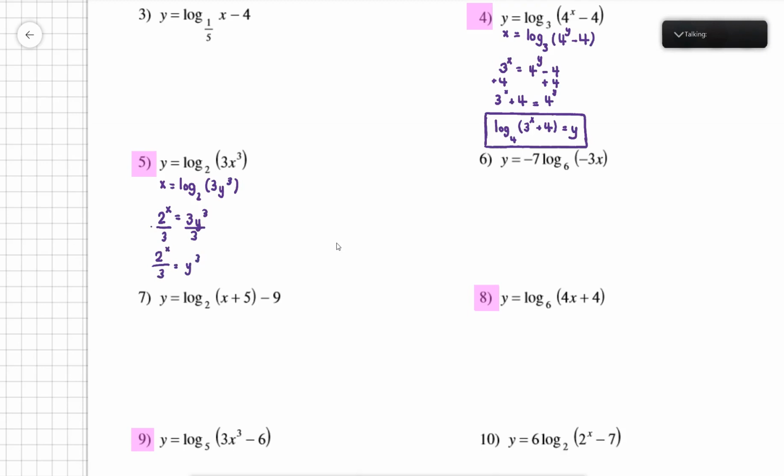And to undo a cube, we can take everything to the 1/3 power, which will just look a little cleaner than taking the cube root. So then this is 2 to the power of x over 3, to the power of 1/3, is equal to y.